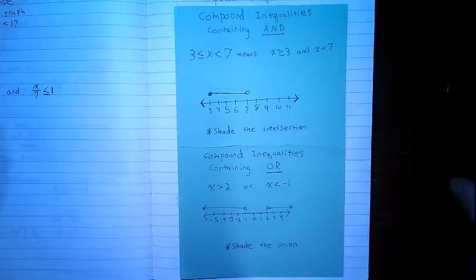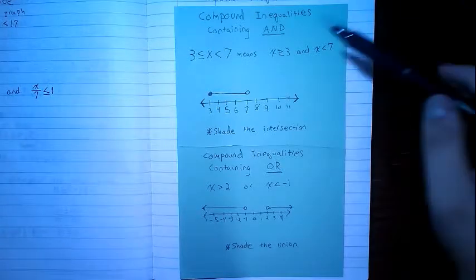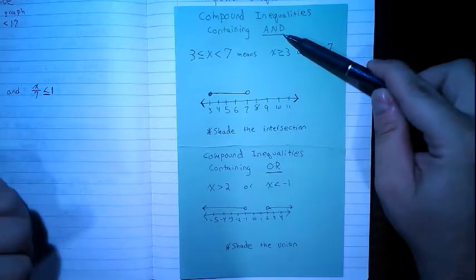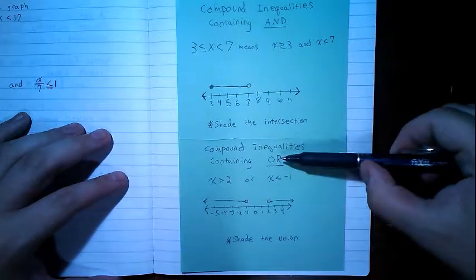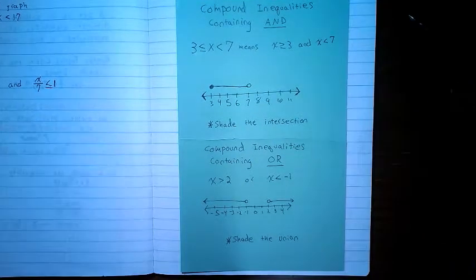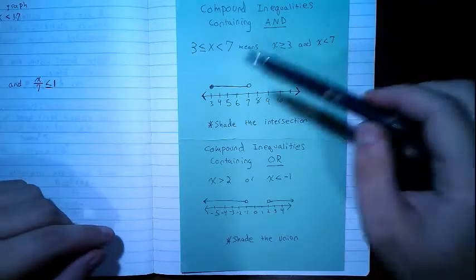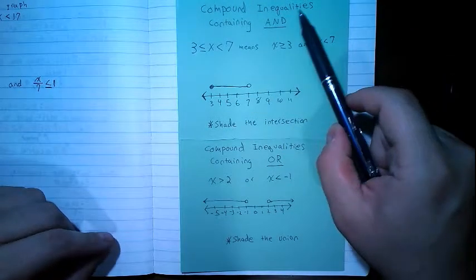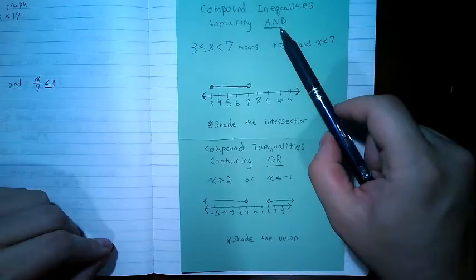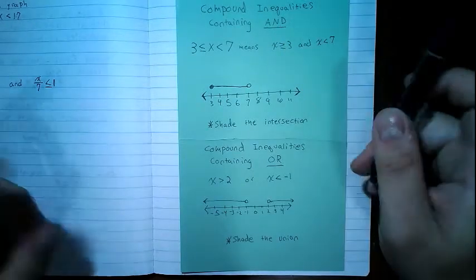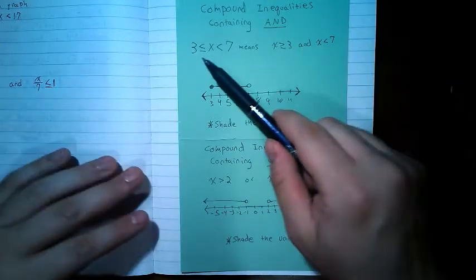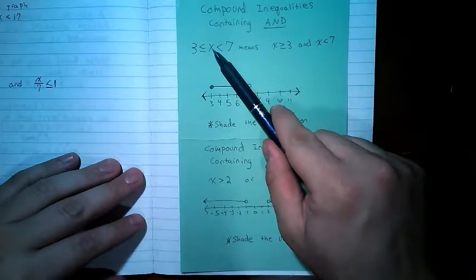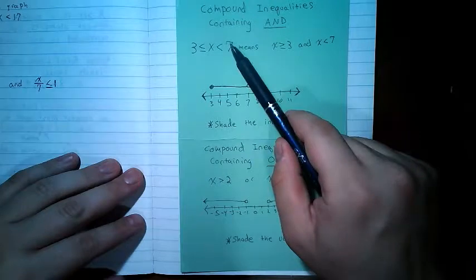Alright, so let's talk about the two types of compound inequalities. There are compound inequalities containing and, and compound inequalities containing or. Let's talk about what that means, what the difference is. For compound inequalities containing and, that's when x is restricted two different ways. So for this one here, x has to be in between 3 and 7.